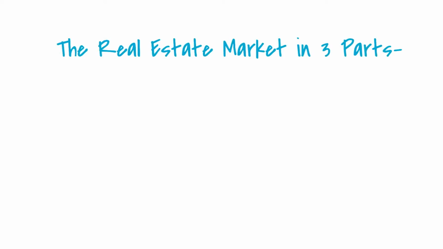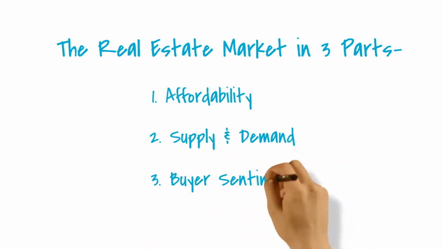So today I thought we would talk about what we use to determine the health or vitality of the market, all in an effort to educate and empower buyers to use these tools on their own. So we've taken this knowledge that we have and we've broken them down into three separate parts. First would be affordability, second would be supply and demand, and third is buyer sentiment.